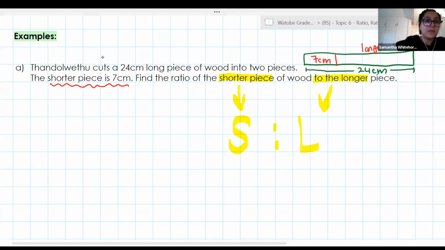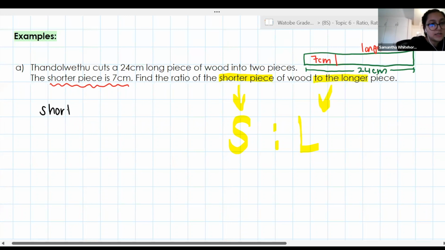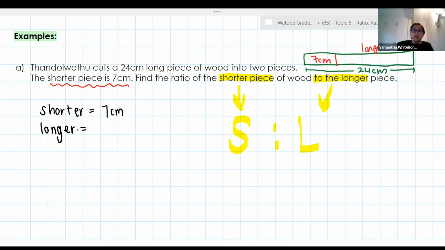Right, so there's a couple things that we need to go and work out. We know that our shorter piece is 7 centimeters because they gave it to us. Quickly on the chat, can you tell me how long the longer piece of wood is? If you know the whole thing is 27 and you know the shorter piece is 7, how long is the longer piece of wood?